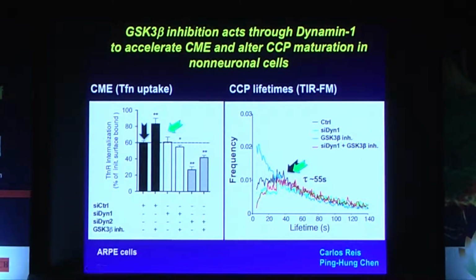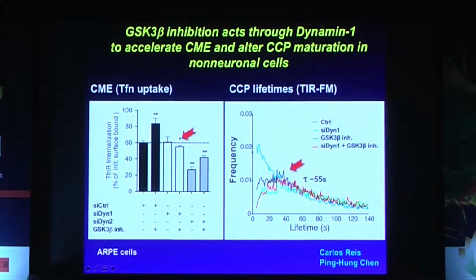Here we're looking at coated pit dynamics using total internal reflection fluorescence microscopy, where we can measure the frequency and the distribution of lifetimes of all the coated pits budding off in these cells. And so again, you can see that knockdown of dynamin 1 has no effect on the lifetime distribution of coated pits in these cells. If you acutely inhibit GSK3 beta, you see this increased rate of Clathrin-mediated endocytosis and a marked change in the lifetime distribution of coated pits. Instead of this Rayleigh-type distribution that reflects a tightly regulated process, you now have a near exponential distribution reflective of a more rapid, dysregulated endocytosis.